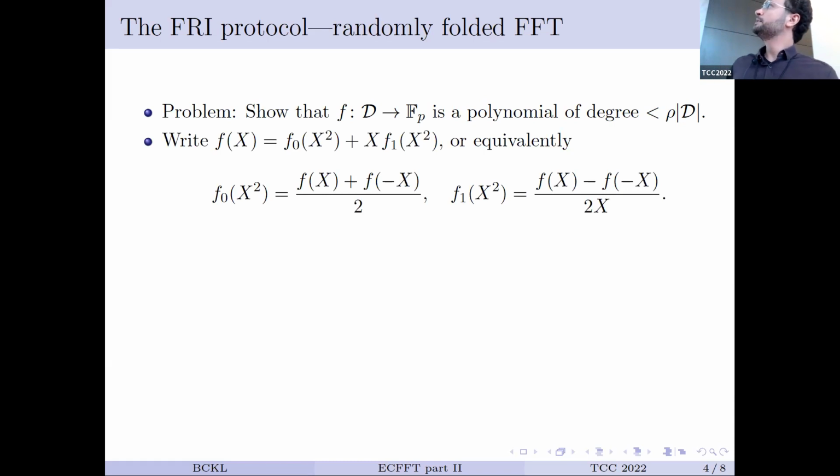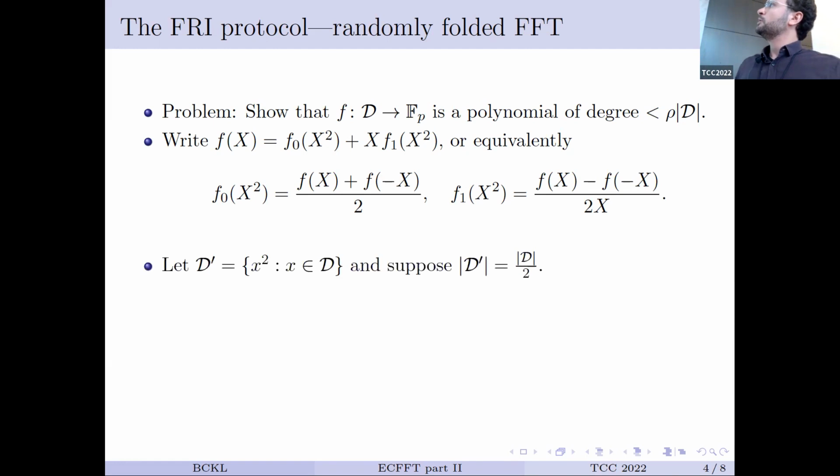So the prover starts by writing down f as its even and odd parts. And we see that if we plug in x and minus x to this formula, then x squared is the same in both terms. And that means that we can get f0 of x squared and f1 of x squared from the values at x and minus x of f. Now, if we look at this set D prime, which is just all of the values of x squared for all of the x in the domain, we suppose that this is exactly of size half of D. So this means that the map x goes to x squared was exactly 2 to 1 from D to D prime. Or in other words, it means that D was comprised of pairs of x and minus x. They always have to come together.